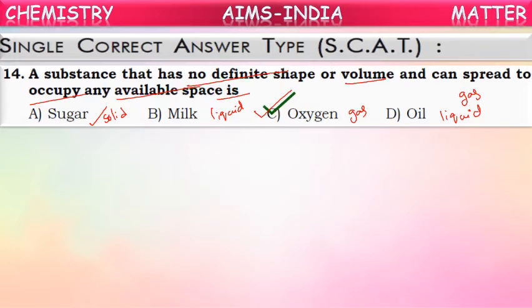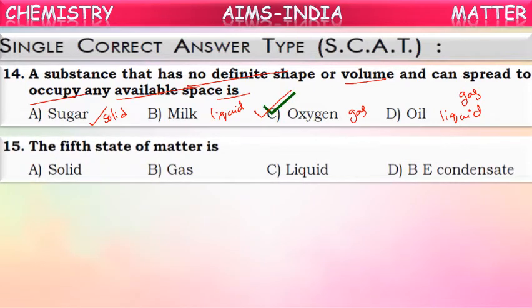Now come to the next question. The fifth state of matter is, first state is solid state, second state is liquid state, third state is gaseous state, fourth state is plasma state, fifth state is Bose, where B means Bose, E means Einstein. Bose-Einstein condensate state. This is called the fifth state of matter. Okay, so our answer is option D.